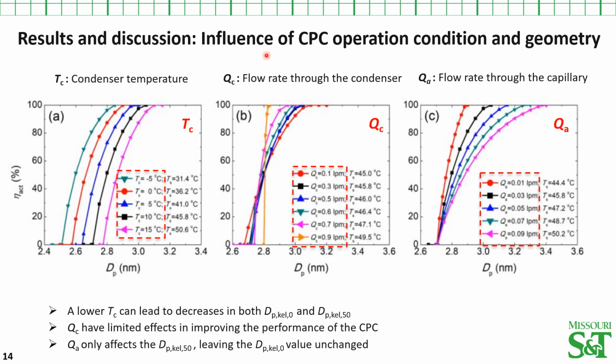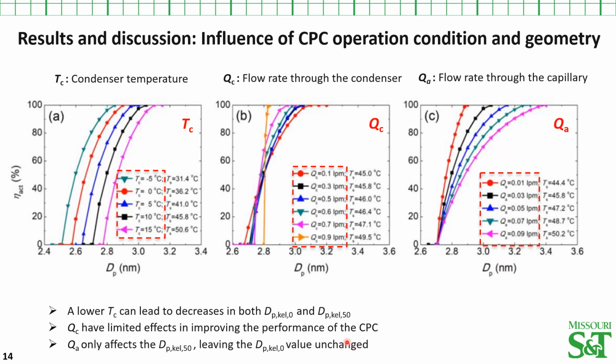At last, we also use COMSOL to examine how the CPC operation conditions and geometry can affect particle activation. We compare 5 different parameters. Condenser temperature, flow rate through the condenser, and flow rate through the capillary are associated with CPC operation conditions. The dependence of the activation efficiency is displayed in this figure, and conditions that can lead to a lower dp50 can be a good way to improve the performance of the CPC.